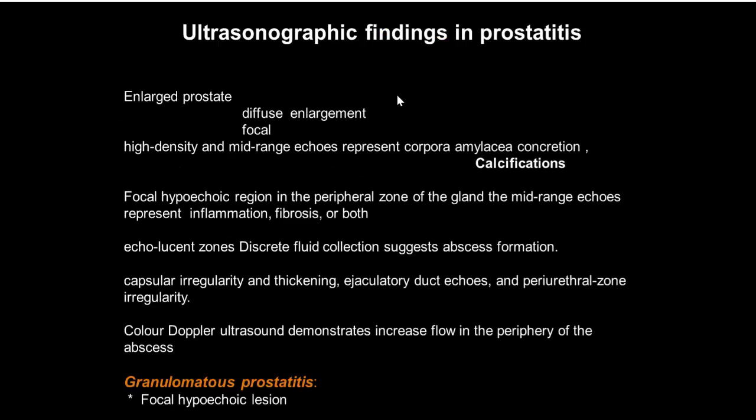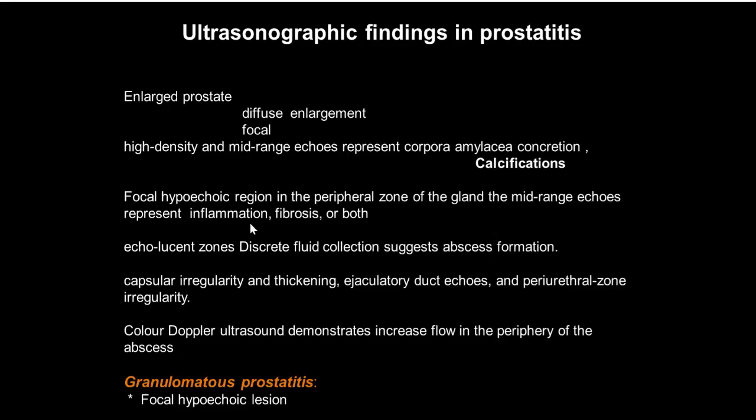Ultrasonographic findings in prostatitis: enlarged prostate, diffuse enlargement or focal enlargement. High density mid-range echoes represent corpora amylacea, concretion and calcification. Focal hypoechoic region in the peripheral zone of the gland and mid-range echoes represent inflammation, fibrosis, or pus. Echolucent zones, suggesting fluid collection, suggest abscess formation.